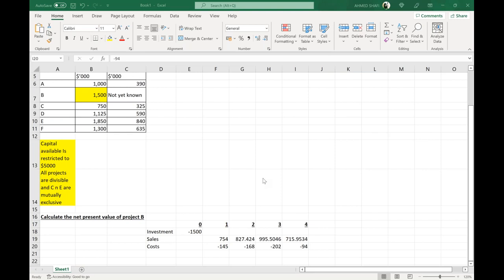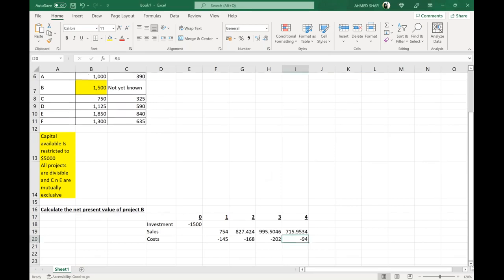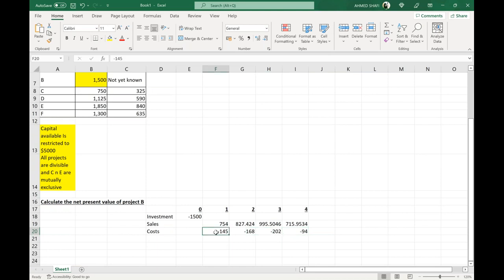Now let's move towards costs. Cost in year one was 145, and it was before taking account of inflation. Inflation was 5% per year. So for year one, you need to inflate it by 5% one time, into 105%. This makes it 152. For year two, the cost was 168.